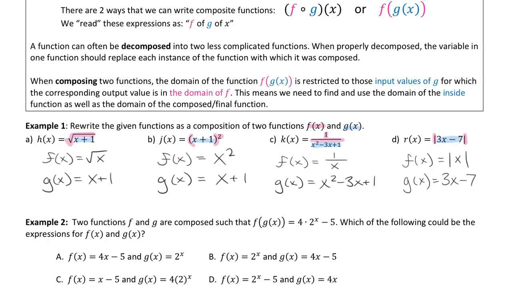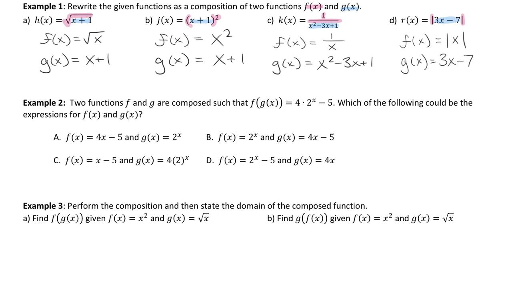Here's what a multiple choice question might look like for this kind of question. It says, two functions f and g are composed such that f of g of x is equal to 4 times 2 to the x minus 5.